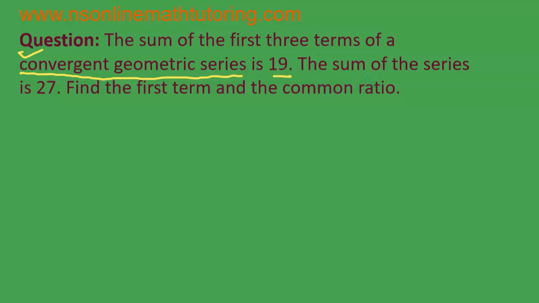And the next information that is given is the sum of the series. They are not writing the infinite sum, but it is implied that the sum of this infinite series is equal to 27. And find the first term and the common ratio. Okay, so let's start with our answer.